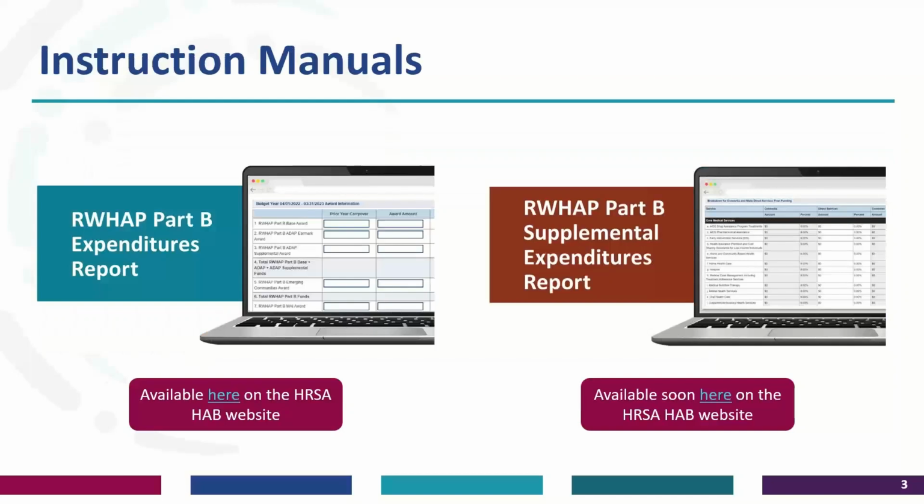So before we continue, I do want to make everyone aware of the Part B and Part B Supplemental Expenditures Report manuals on the RWHAP website. So these manuals are invaluable resources to use while completing the expenditures report. The Part B manual is currently available, but we are still editing this year's version of the Part B Supplemental manual. So that should be released prior to the opening date of that report.